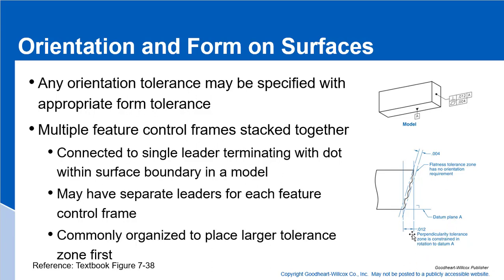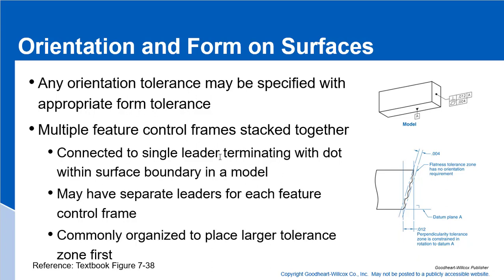So really what we're looking at here is this 12 thousandths, and that's the perpendicularity tolerance zone, constrained in rotation to datum A. That's these two lines here that represent our 12 thousandths perpendicularity tolerance. And then within that, we have to control flatness to a tighter tolerance of 4 thousandths. So wherever these surfaces line up, we would run an indicator over that and make sure that they don't vary by more than 4 thousandths in terms of full indicator movement.